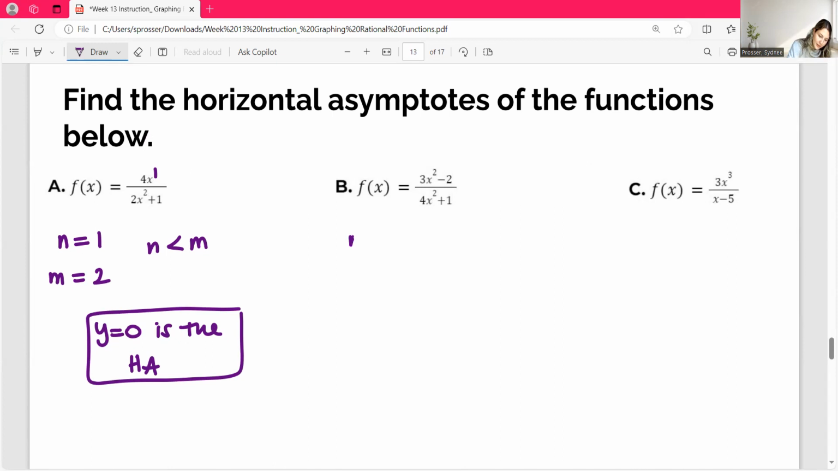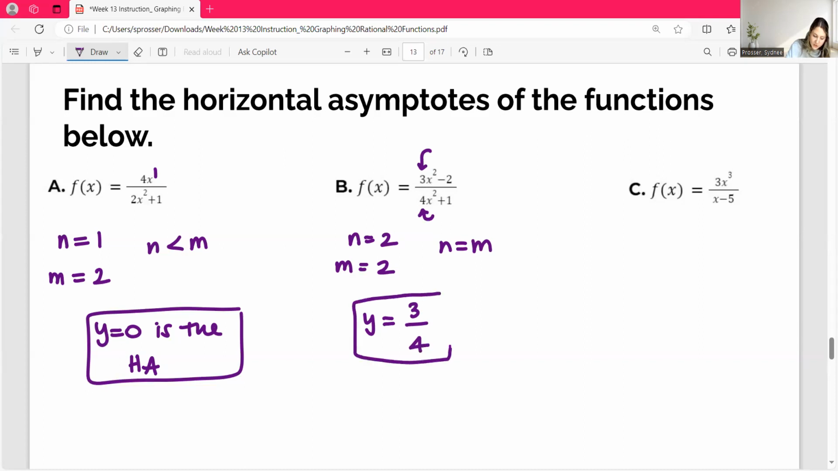Notice numerator degree is 2, denominator degree is 2. Now our degrees are the same. What that means is we need to look at the leading coefficients. The leading coefficient of the numerator is 3. The leading coefficient of the denominator is 4. So y equals 3/4 is the horizontal asymptote. If this was 1 and this was 2, it would be at 3/4. That would be a horizontal asymptote.